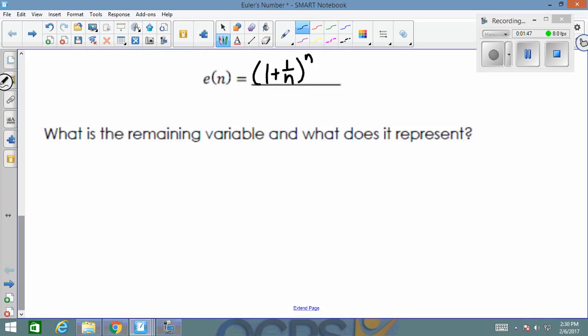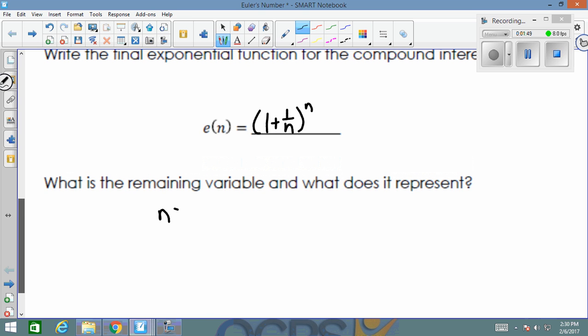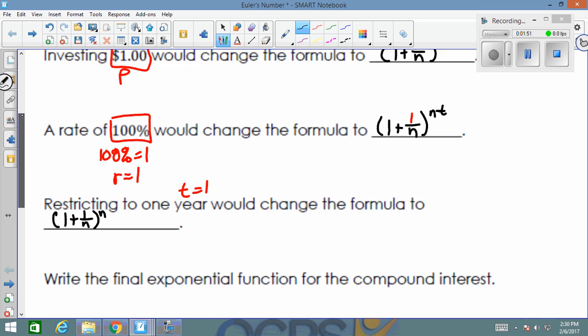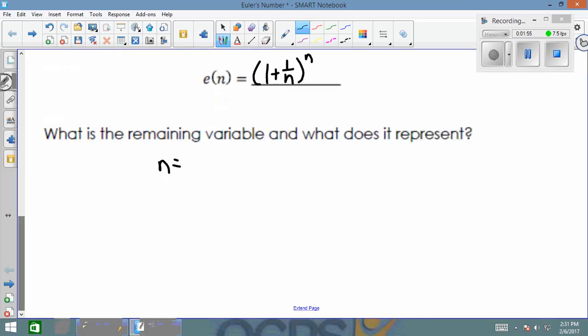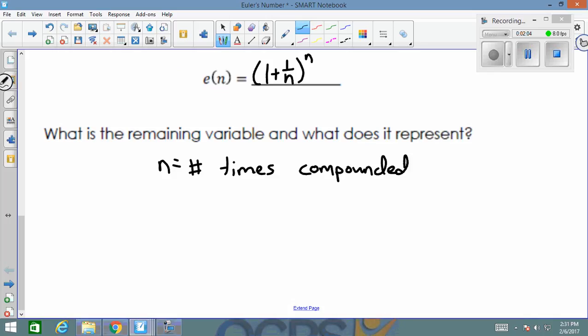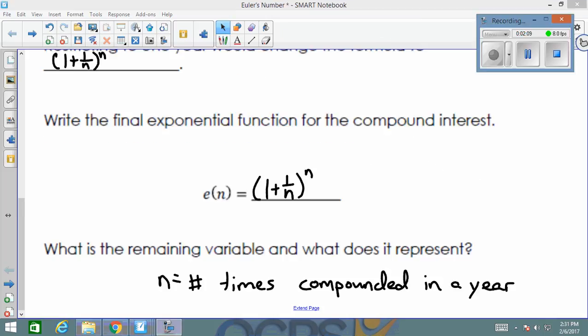We have a remaining variable of N. It tells us at the top again, N was the number of times compounded in a year. So it's the number of times that it's compounded in a year.